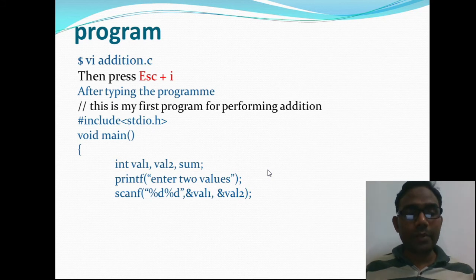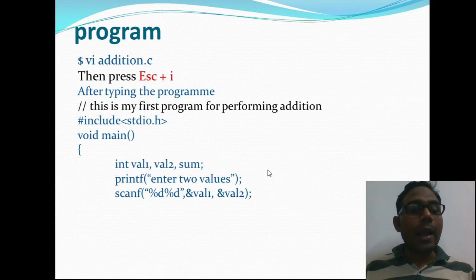Then scanf, percentage d, because you are accepting two values. In double quotes, you are going to write percentage d. If the variables are integers, you are going to write percentage d. If the variables are float, you are going to write percentage f. If the variables are character, then you are going to write percentage c. Here in this case they are integers, so you are going to write percentage d.